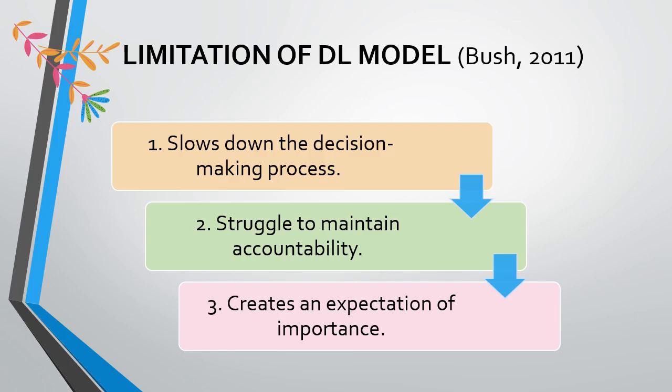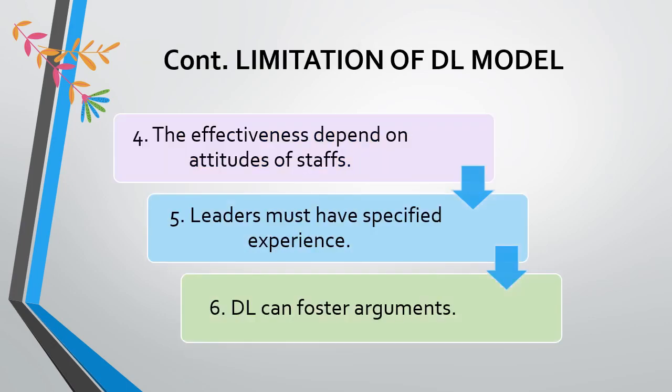The limitations of distributed leadership model, according to Bush 2011. Some of the potential drawbacks of distributed leadership are: Number 1, it slows down the decision-making process. Number 2, it can be a struggle to maintain accountability. Number 3, it creates an expectation of importance. Number 4, the effectiveness of distributed leadership depends on the attitudes of staff. Number 5, it requires leaders to have specified experience. Number 6, it can foster arguments.